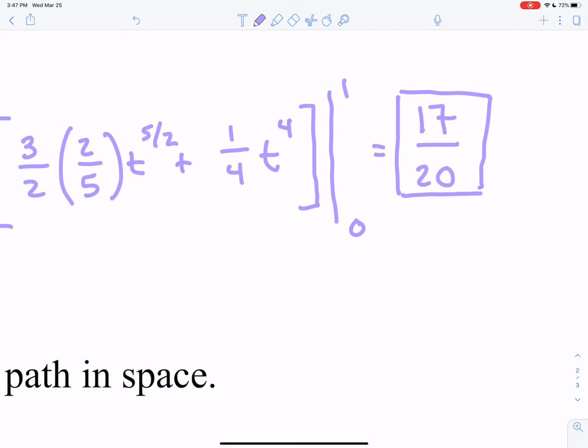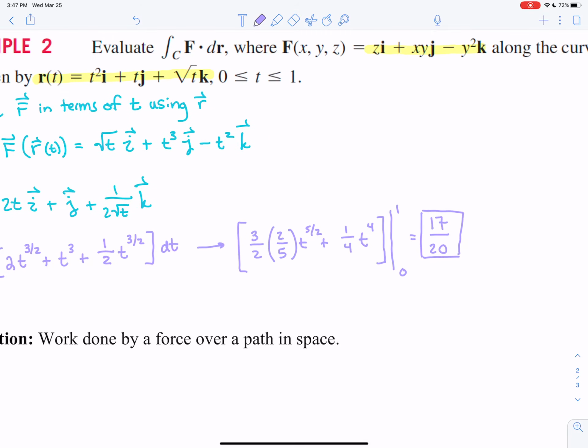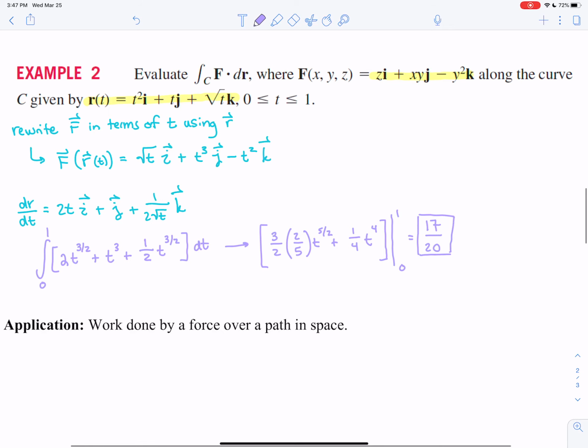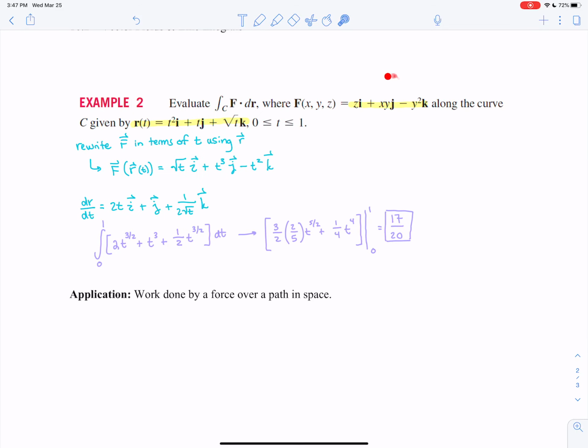So there you go. That is the answer to how much this vector field acts along this curve when you integrate from 0 to 1. Right? So 0 to 1 is that segment of C, and this is how much the vector field is acting into the direction. So how much of it is parallel across the curve.